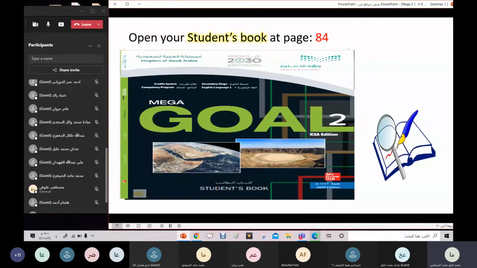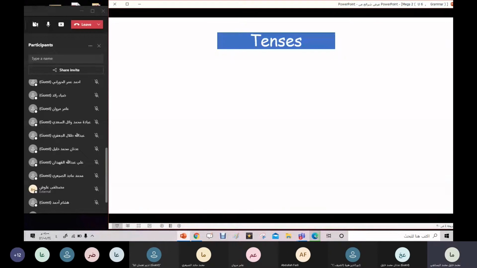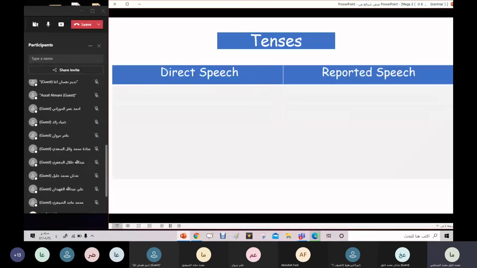Again, here we have what? Reported speech. Look here. Look at the tenses. Now here we have two parts of the reported speech. We have the direct speech, the speaker's words, and reported speech when we ask what did he say? What did he say? He said that, and so on.